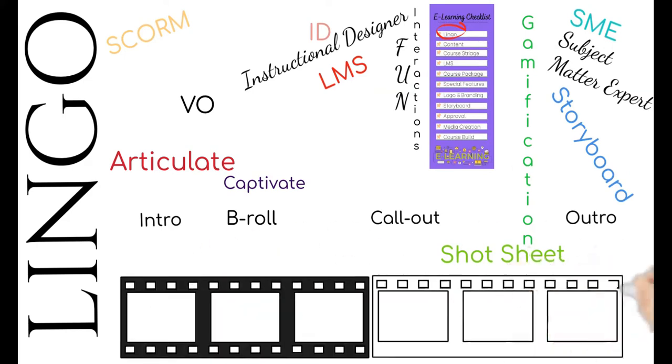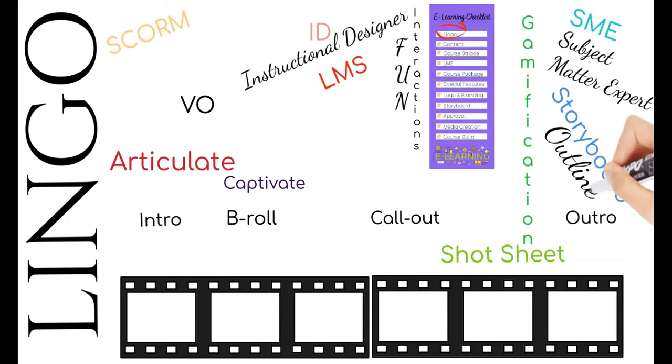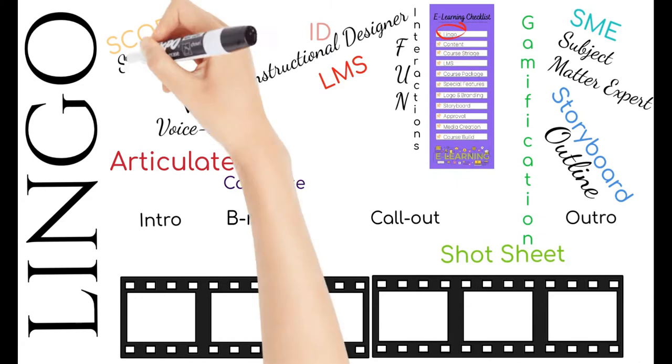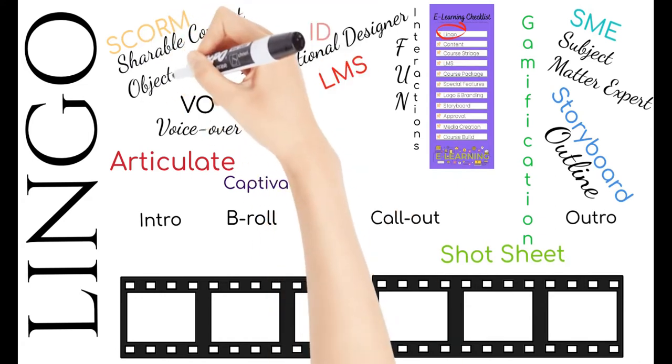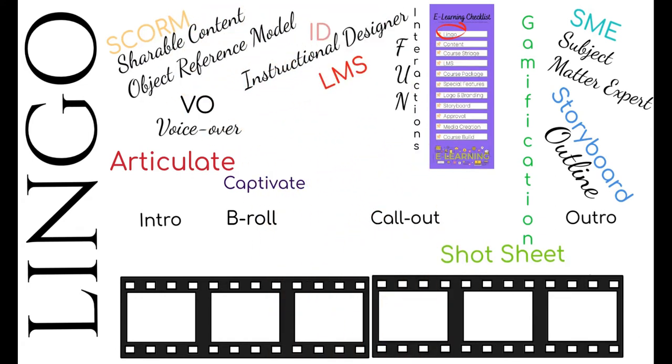Storyboard or shot sheet. This is the outline of the course or video before it's built out. VO, the voiceover. This is that invisible narrator who explains what's going on and presents the content. SCORM, a shareable content object reference model. This is a file type which allows all sorts of interactions and data collection. It's important to know that a SCORM file is only usable if you have an LMS that can read it.